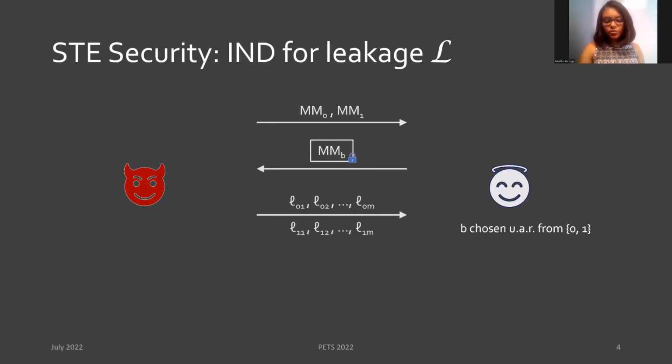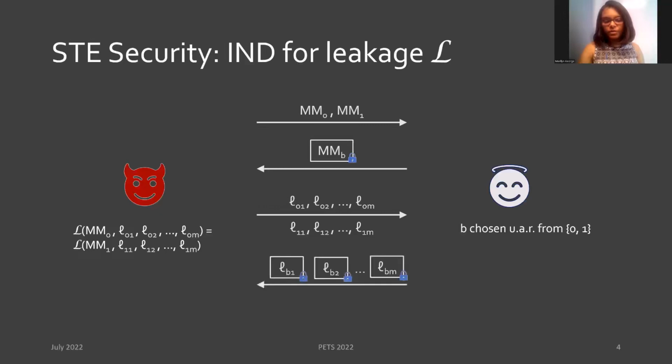Then the adversary selects two sets of queries, under the condition that the leakage function evaluated on the first multimap and the first set of queries is equal to the leakage function evaluated on the second multimap and the second set of queries. And finally, the challenger sends back the encrypted queries or the tokens corresponding to the labels in the bth set. At the end of the game, the adversary tries to guess which multimap and set of queries were chosen. And the security requirement of this game is that the adversary not be able to guess with probability much greater than 1/2, which is the same as a random guess.